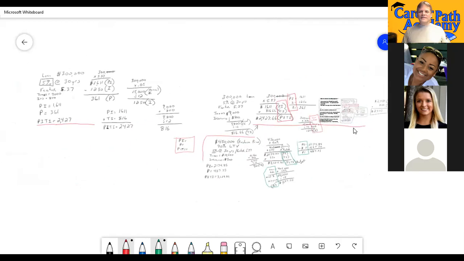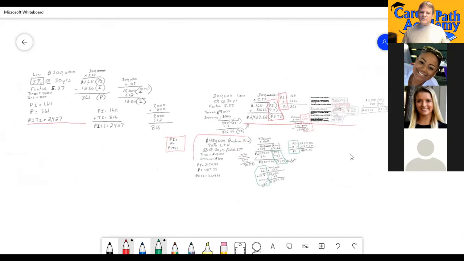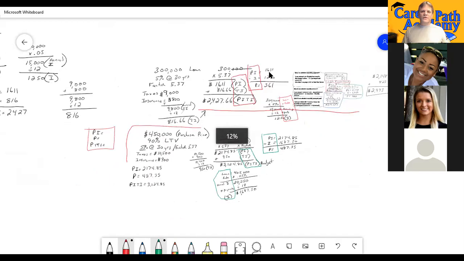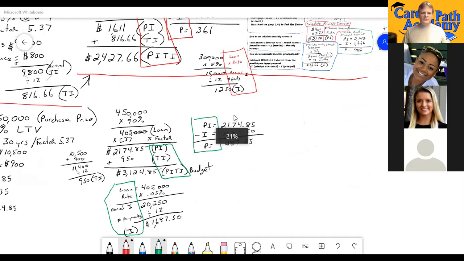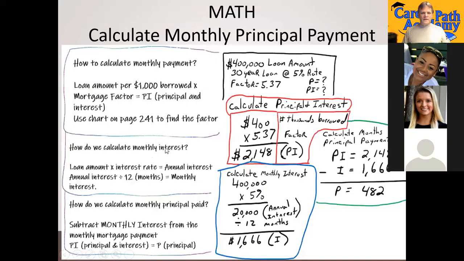All right. Now, I taught you the formulas. Guys, I can't stress enough, you just need to know the formulas. Here's how to calculate the monthly payment. Loan amount per $1,000 borrowed times the mortgage factor equals the PI. That's the principal and interest. And you use the factor chart on page 241.